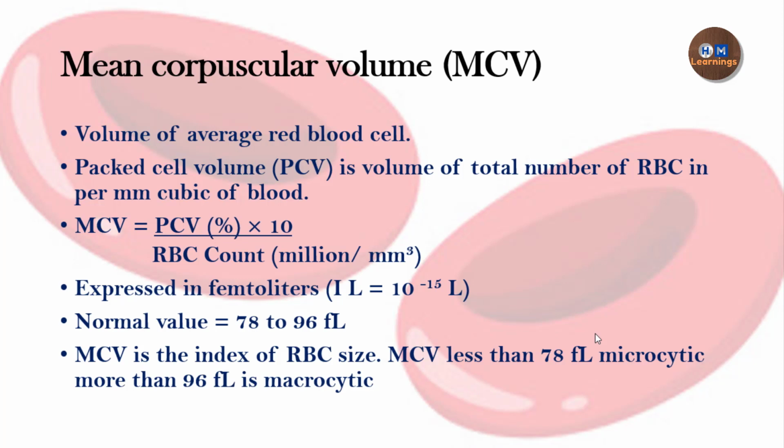The normal value of the mean corpuscular volume is 78 to 96 femtoliters, and it is basically the index of the RBC size, because the more the volume, the more the RBC size. So with this we can classify the RBC size: either the RBC is normocytic, or if the MCV is less than 78 femtoliters, it is called microcytic, and if it is more than 96 femtoliters, it is called macrocytic. So mean corpuscular volume is basically the volume of a single red blood cell, and can be easily found by dividing the packed cell volume by the RBC count.